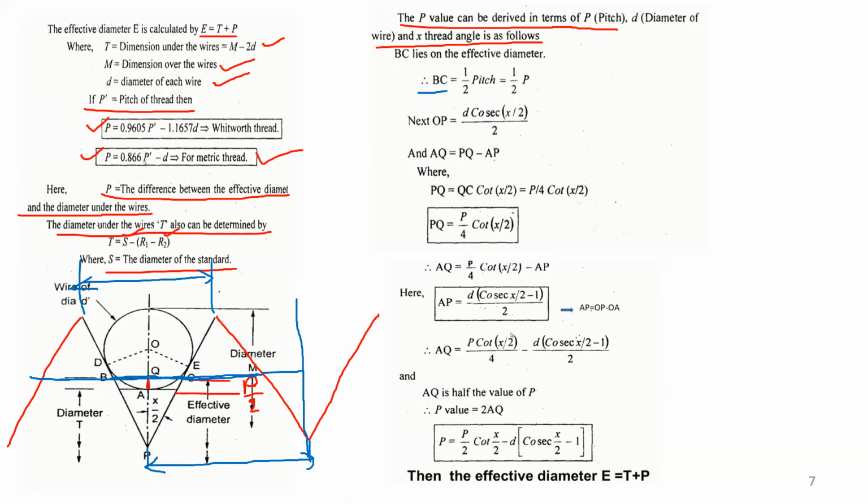Okay, or we divide this into 4 equal parts. And this is, and this is. So this is nothing but the pitch. So this is pitch by 4. And here also this is pitch by 4. That means BC is equal to pitch by 2. That is half of the pitch. Next.